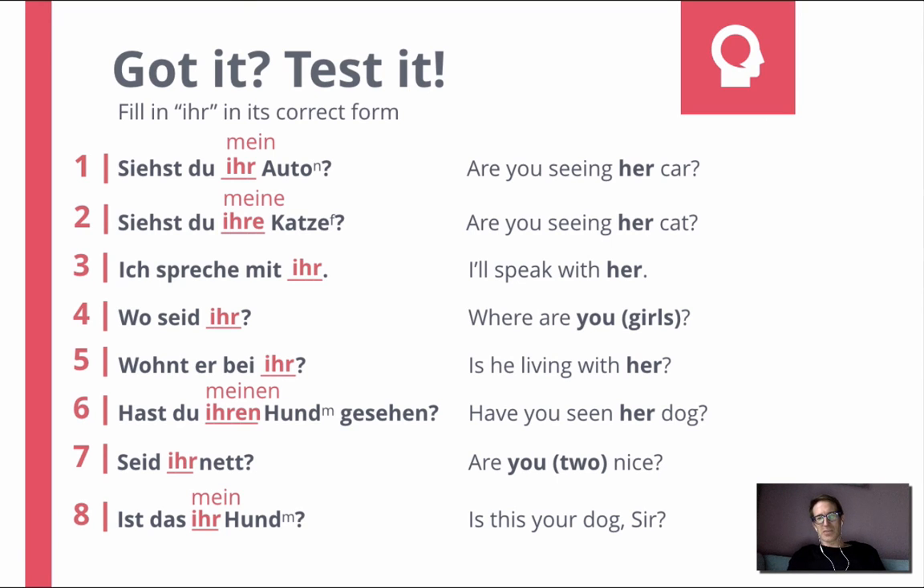So the question you might have is, okay, why do I say mein Hund here while in number 6 it's meinen Hund? The answer to that question is again something that is explained in the live class about the German cases. But in number 6 you have the verb gesehen, which always requires the accusative. And the accusative here is meinen Hund. While in number 8 the only verb you have is to be, ist, which always comes with a nominative. And is one of very few verbs that actually require the nominative. So I hope this test was quite easy.